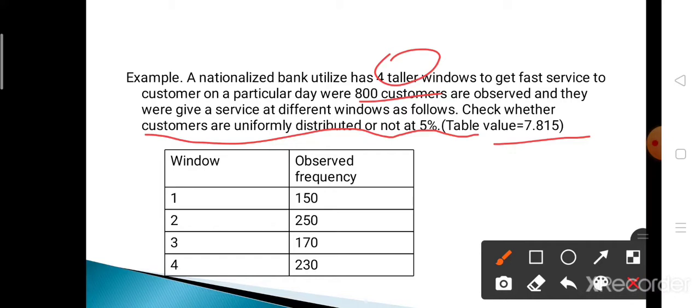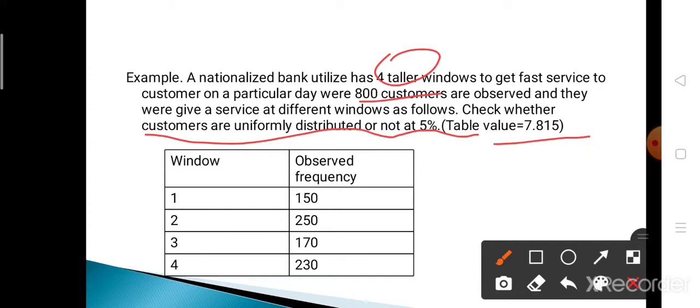Here we want to check the null and alternative hypotheses. H0 is customers are uniformly distributed. And what is H1? That is opposite to the null hypothesis. So H1 is customers are not uniformly distributed. So the first step is the formulation of H0 and H1.